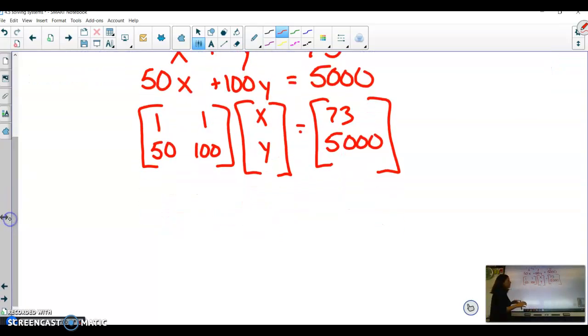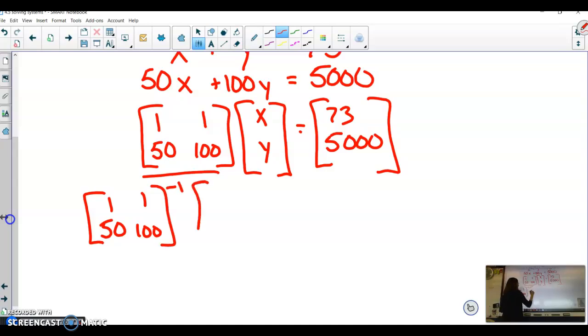And like we discussed in the previous video, you're not able to divide by the matrix on the left. So in order to get rid of that, we're going to multiply both sides by its inverse. And the order of this matters. So I am going to multiply the left side by the inverse of that matrix.